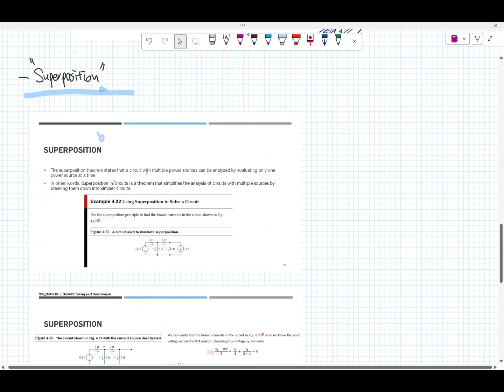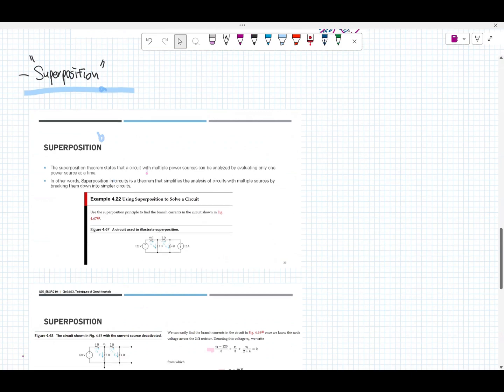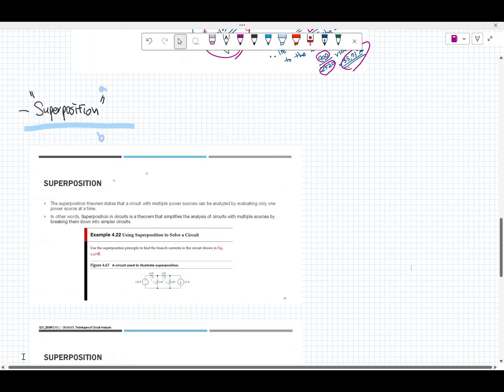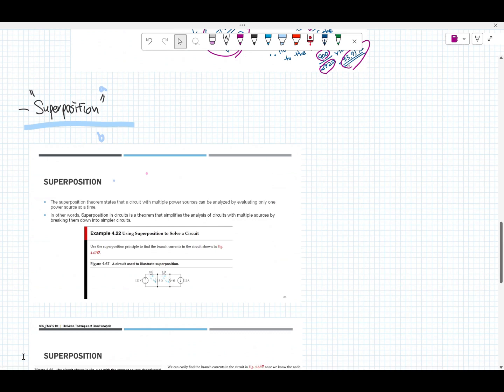All right, so the next topic is superposition. What is superposition? The superposition theorem applies to a circuit with multiple power sources, sometimes independent current sources, sometimes independent voltage sources.